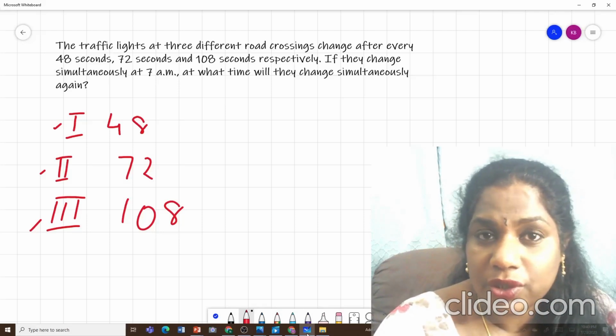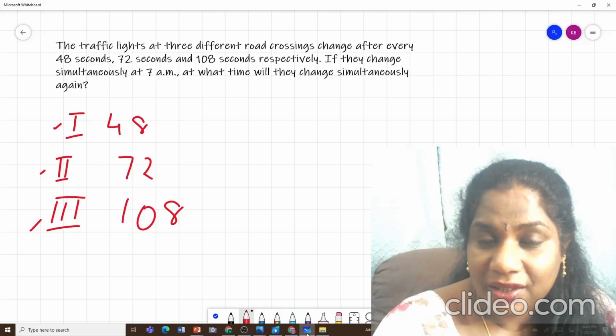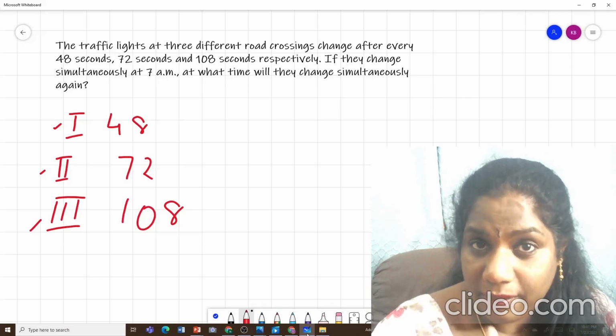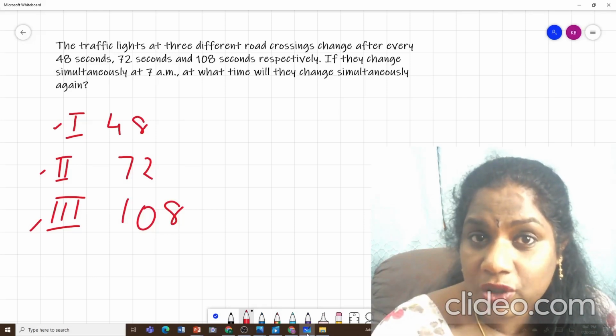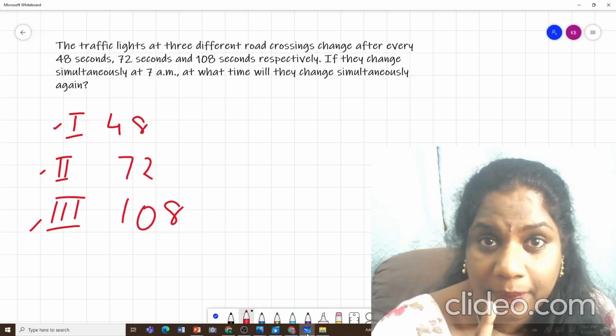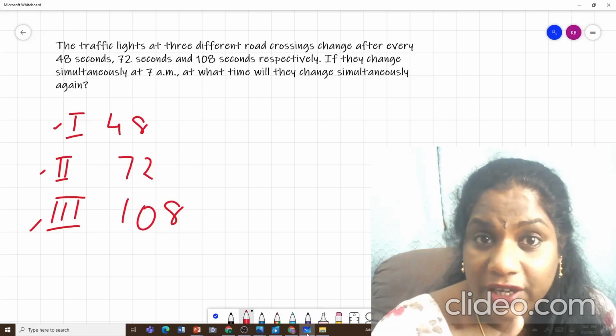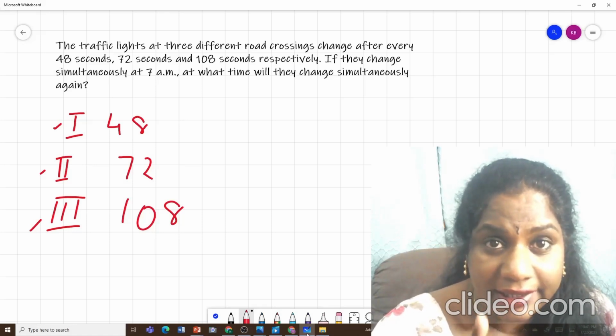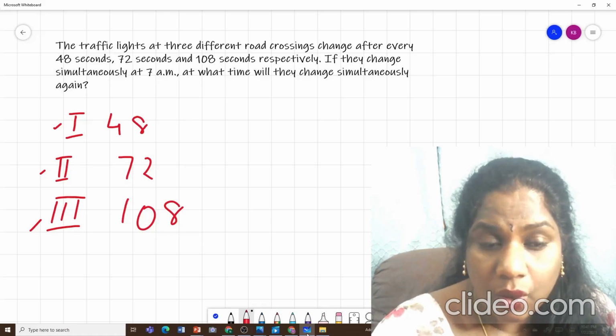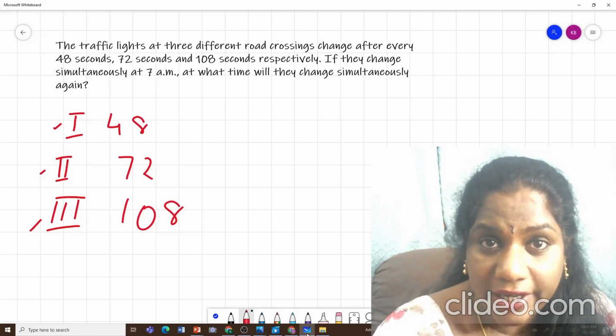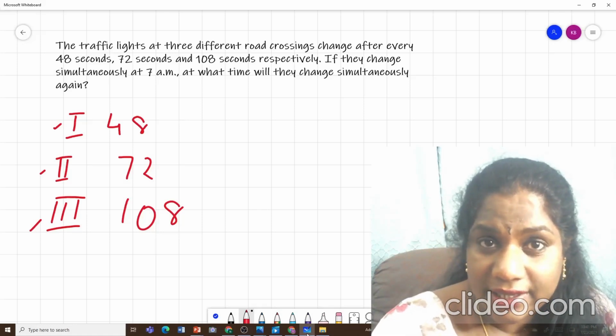So how will you do this question? Think. What will be your answer? Will that be a number greater than what you have, or will that be a number lesser than what you have? Think about it nicely. Instead of waiting for the answer, think and tell me. Will they simultaneously change within the next 48 seconds?